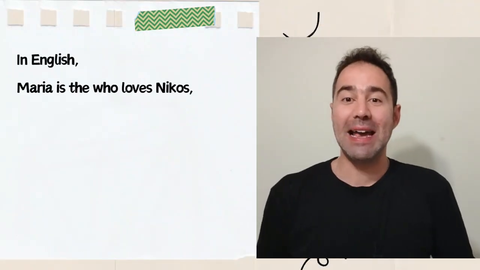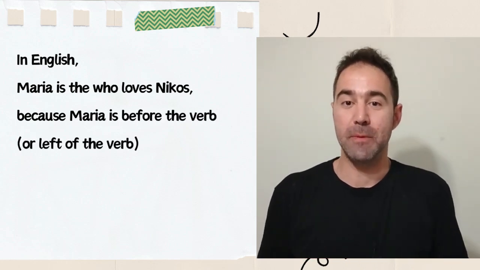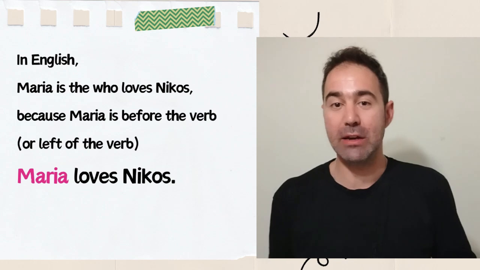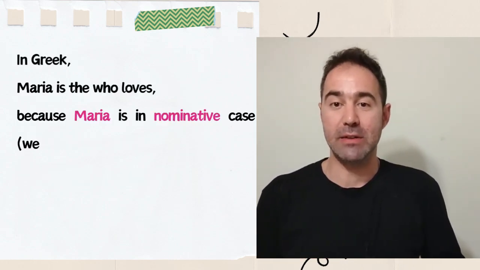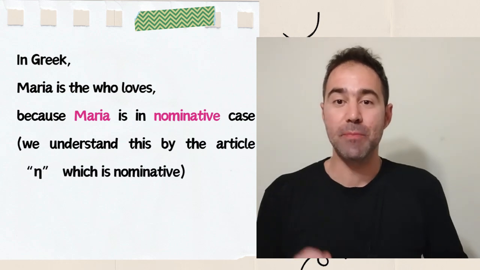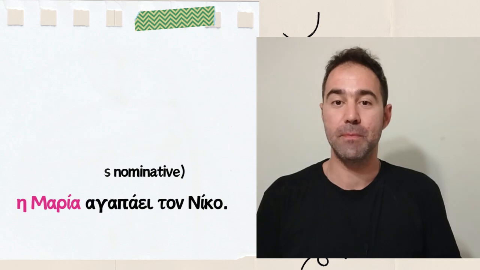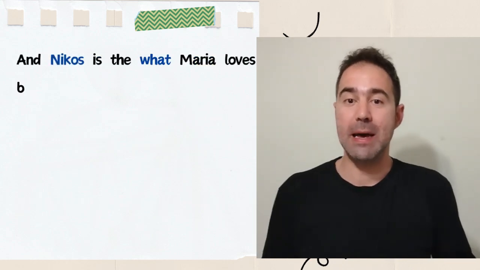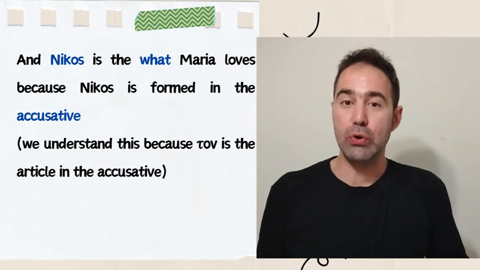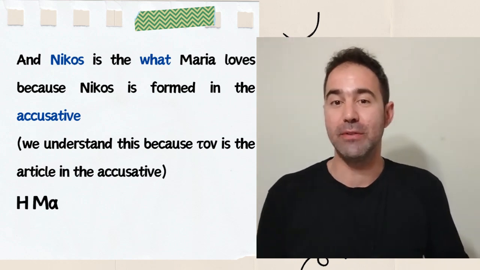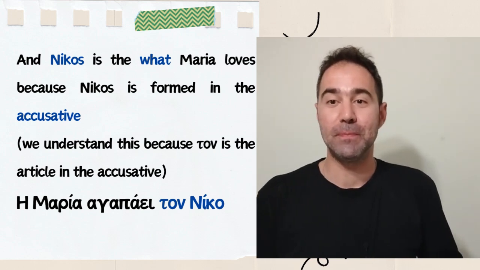In English, Maria is the who loves Nikos because Maria is before the verb, or left of the verb. Maria loves Nikos. In Greek, Maria is the who loves because Maria is in nominative case. We understand this by the article η, which is nominative. Η Μαρία αγαπάει τον Νίκο. And Nikos is the what Maria loves because Nikos is in the accusative. We understand this because τον is the article in the accusative. Η Μαρία αγαπάει τον Νίκο.